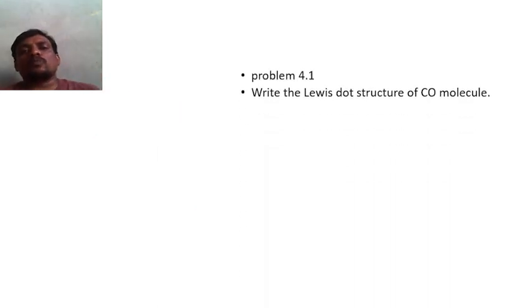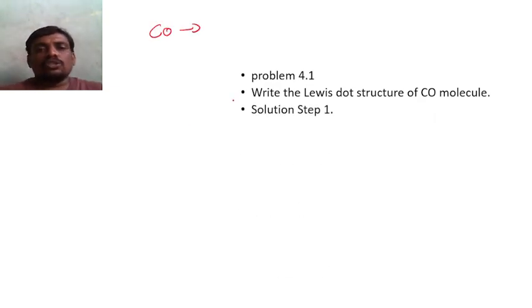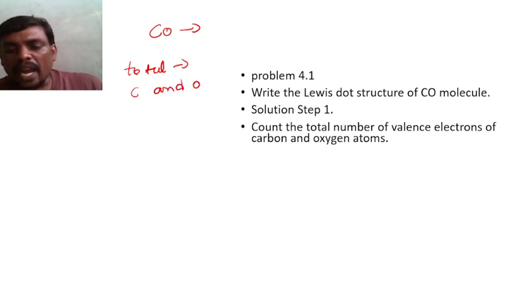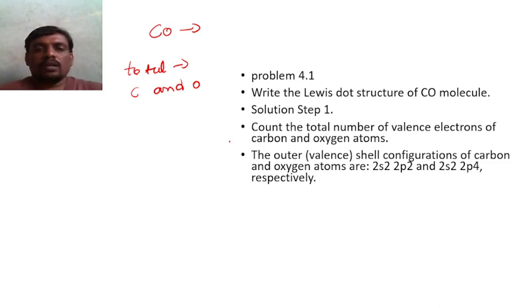Finally, problem number 1. I have some problems but not all the problems. The remaining problems I will discuss with you later on. Write the Lewis dot structure of the carbon monoxide molecule. Here, solution, step number 1: count the total number of valence electrons of the carbon and oxygen atoms respectively. So we have to count the valence electrons.